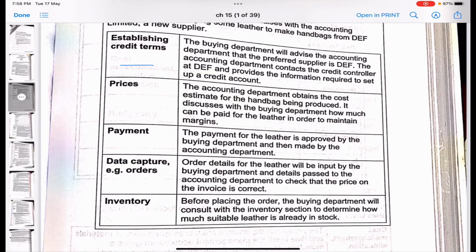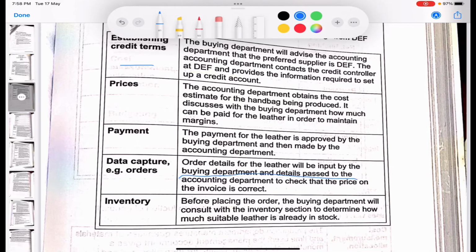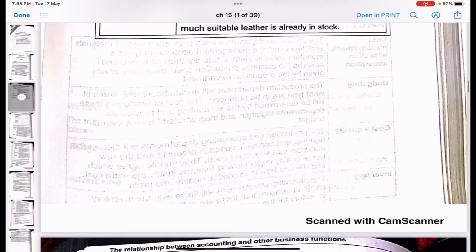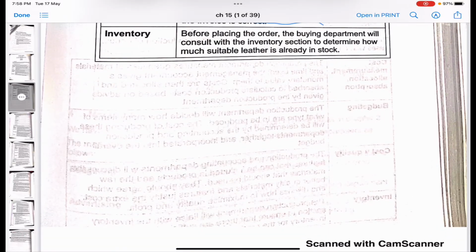Data capture. Order details for the leather will be input by the buying department and the details are passed to the accounting department to check that the price on the invoice is correct. Inventory. Before placing the order, the buying department will consult with the inventory section to determine how much suitable leather is already in stock.